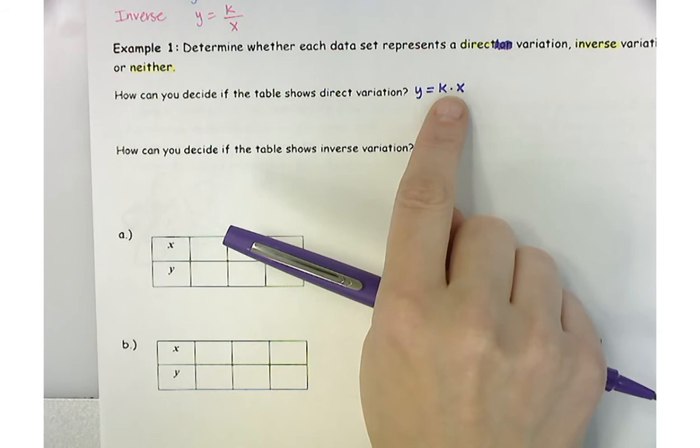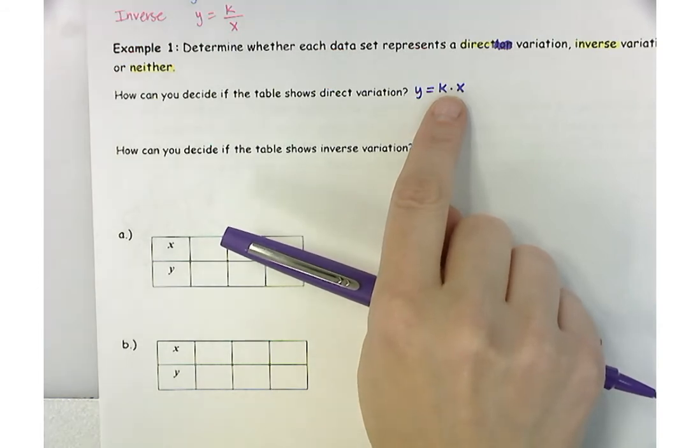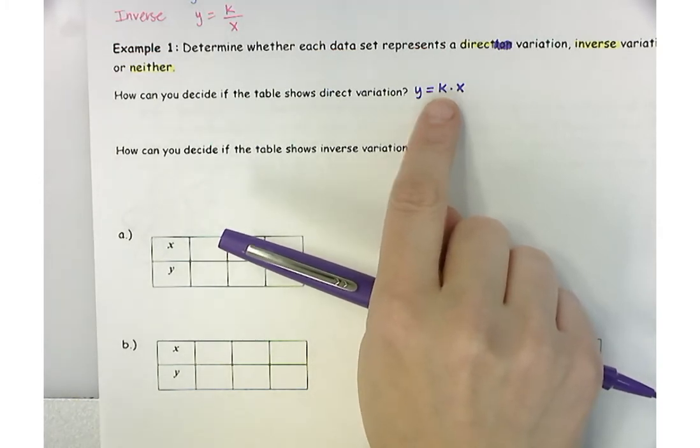But if you have direct variation, aren't you always going to go through 0, 0? Because that's your y-intercept. So if you have 0 for x, you would have 0 for y. So that wouldn't necessarily be something that we would look for in that case, because you should have that point on there.